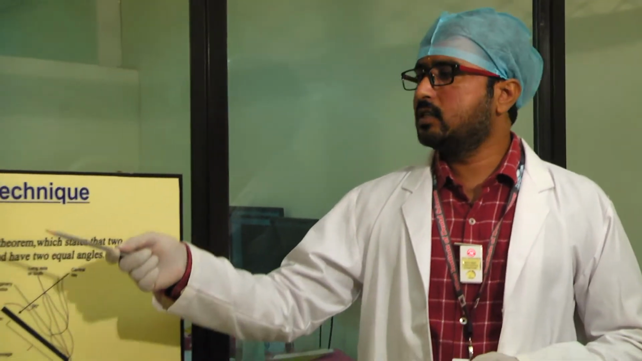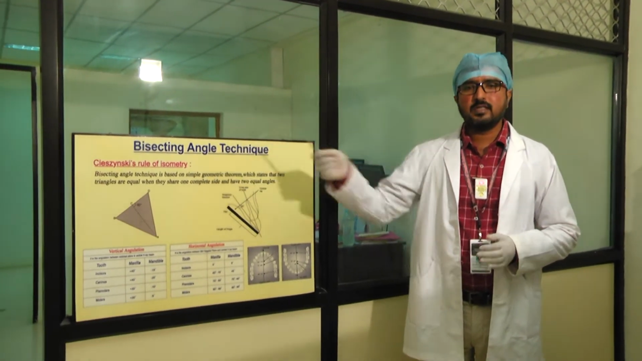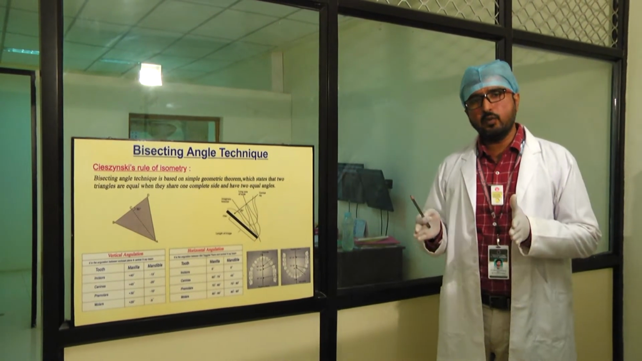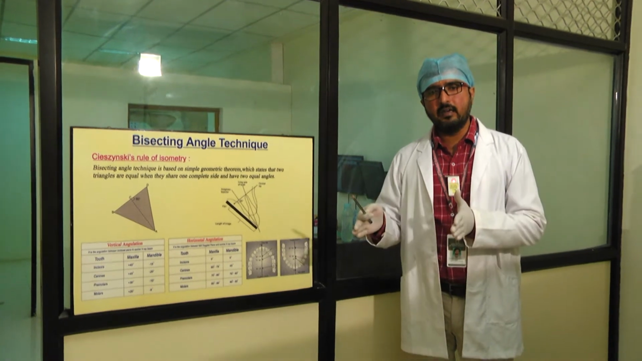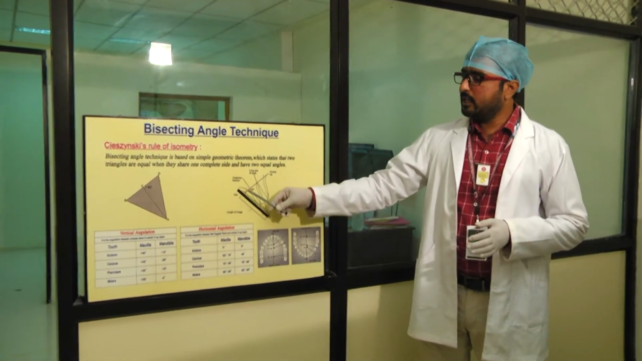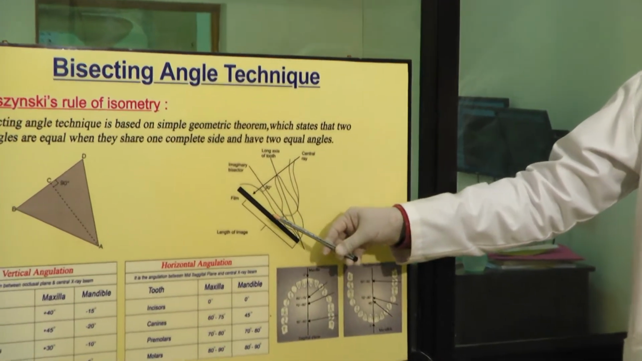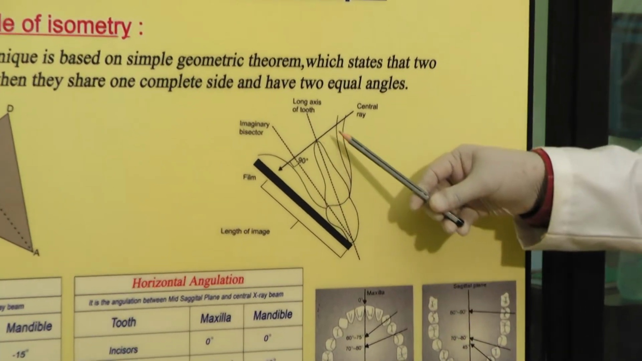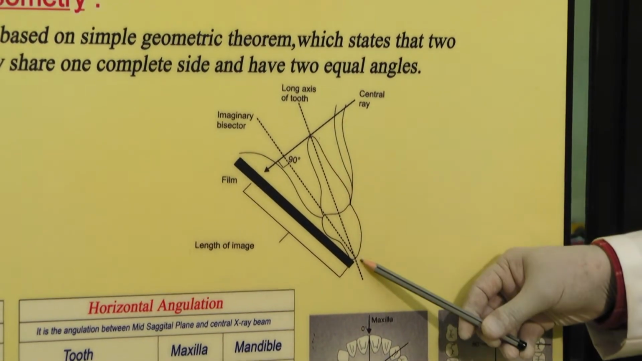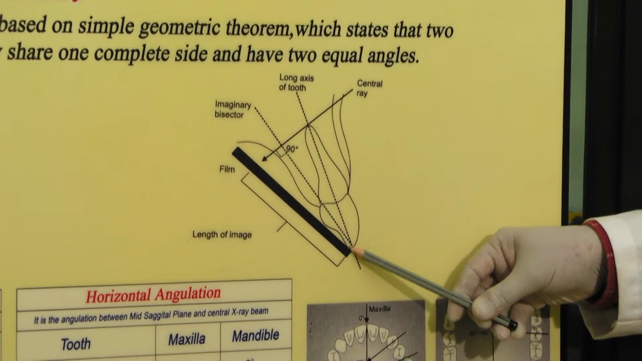Basically, the bisecting angle technique works on a simple geometric theorem, Cieszynski's rule of isometry, which states that two triangles are said to be equal when they share a common side and have two equal angles. Here the film is placed as close as possible to the teeth, on the lingual or palatal surface. The long axis of the tooth and the plane of the film will form a triangle by joining at their apices.